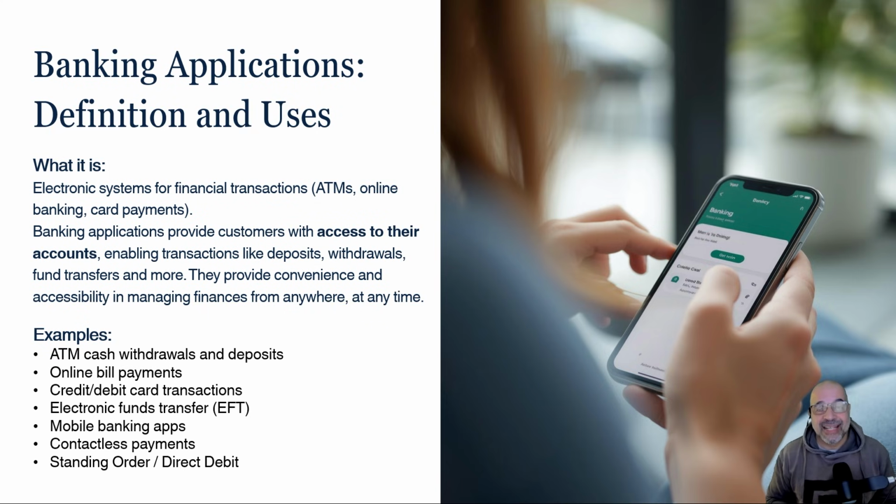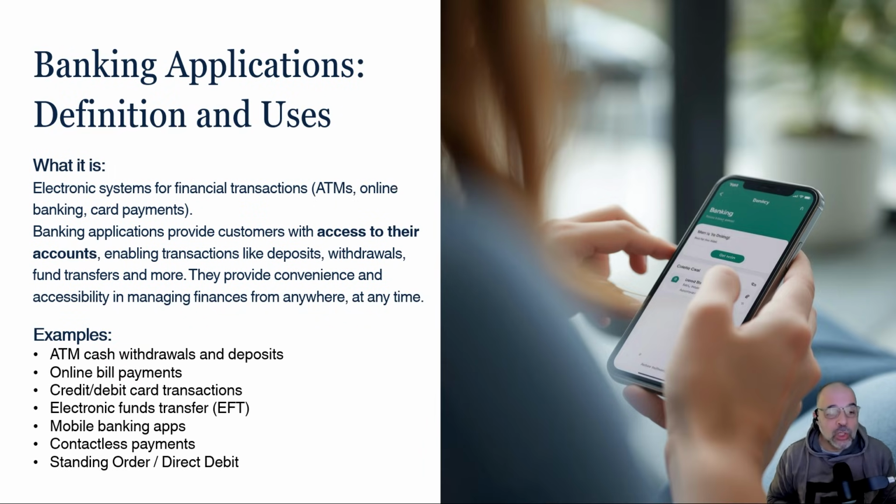The important thing is it's accessible from nearly any kind of device which is connected to the internet. You've got access to your account and you can carry out these services at any point in time, 24 hours a day. So examples that we're going to be looking at are the ATM cash withdrawals and deposits, and other as well, because from an ATM there's lots of different kinds of transactions or services that you can do.